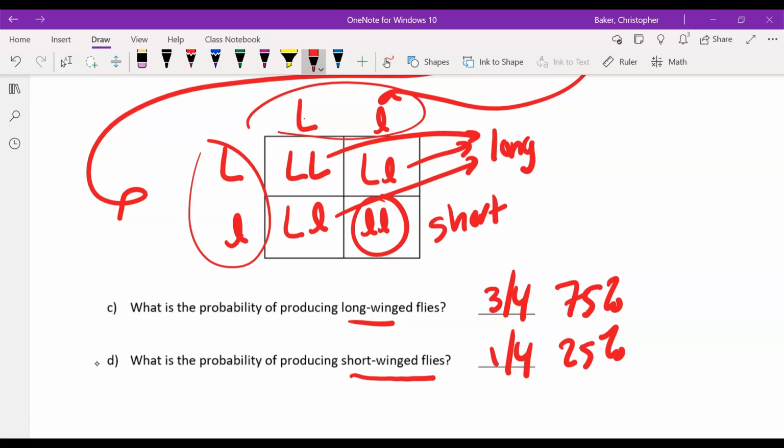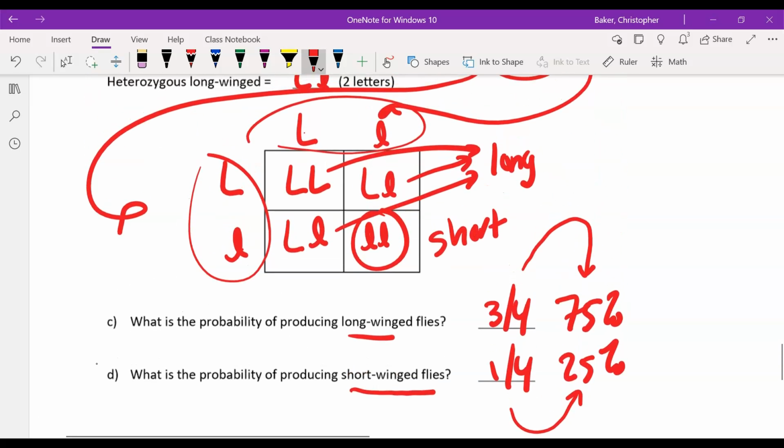Think of it as a quiz. If you earn a 3 out of 4 on your quiz, it's a 75%. If you get only 1 out of 4 questions right, you got a 25%. All right, and I think that's it.